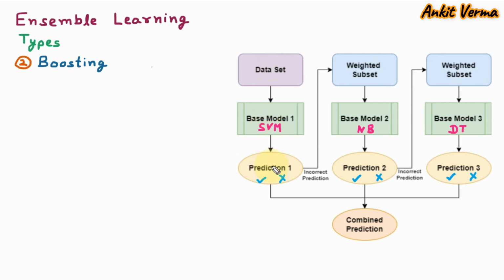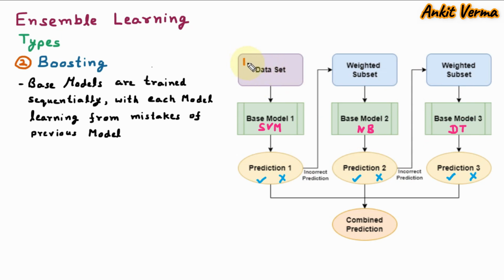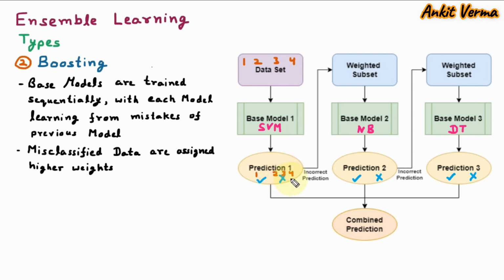In boosting, base models are trained sequentially and each model is learning from the mistakes of the previous model. Let us suppose that we have the data set which is 1, 2, 3 and 4. We are giving it to model 1 which is SVM, and SVM is doing right for 1, but for 2, 3, 4 it is not giving the correct result. This incorrect prediction is called misclassified data. The misclassified data are assigned higher weight. Misclassified data is boosted by giving the higher weight so that they can be treated on highest priority. And this misclassified data or incorrect prediction is given to the next model.